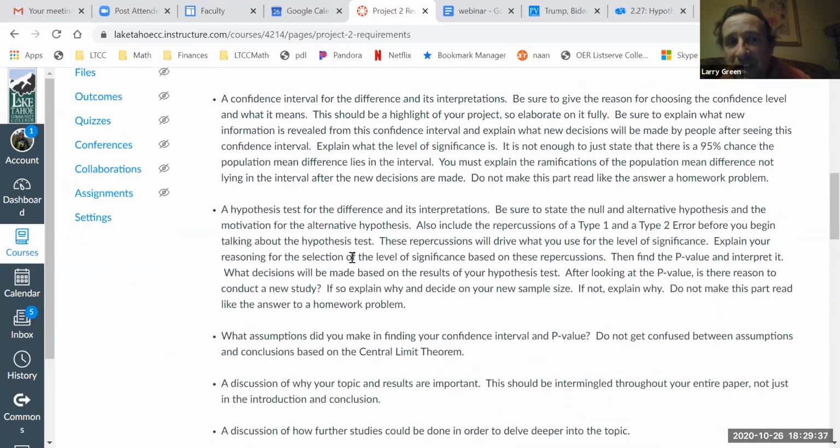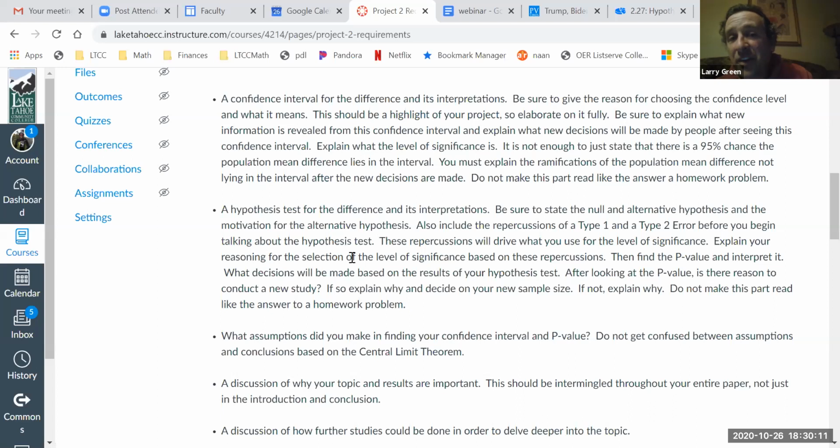So you can do a full interpretation of the confidence interval and a full interpretation of the hypothesis test. Okay, and then just like you did in project 1, throughout the entire paper, you need to write down what decisions the client is going to make after seeing your result for every result you've got. So when you look at the standard error, what decision will the client make after seeing the standard error? When you look at the confidence interval's lower bound, what decision will they make? The upper bound, what decision will they make?